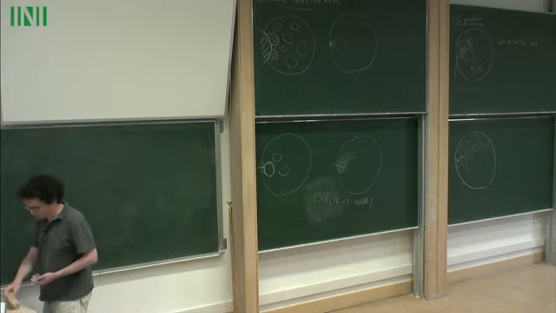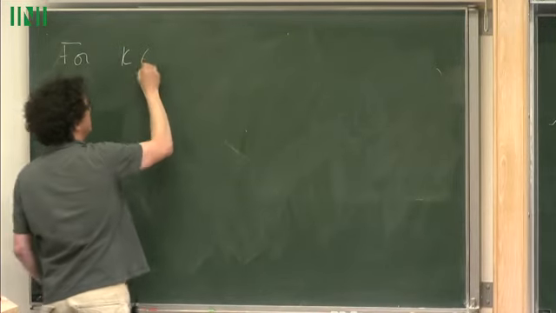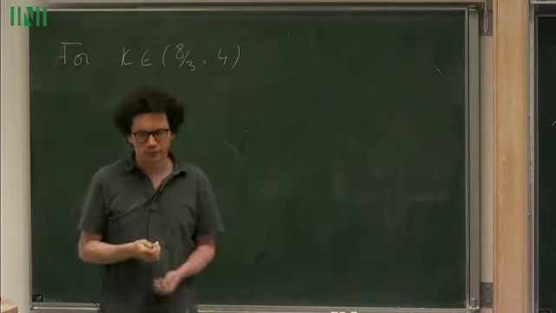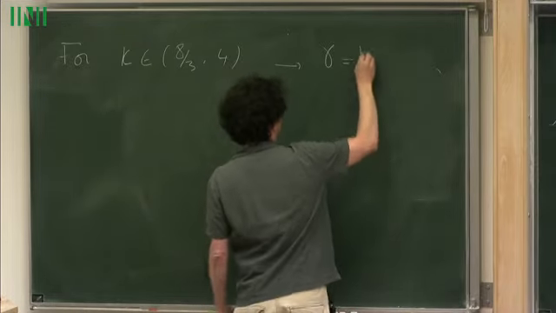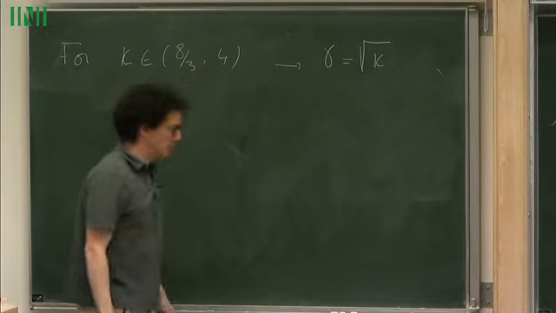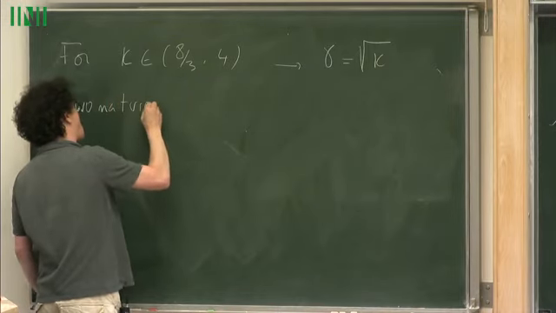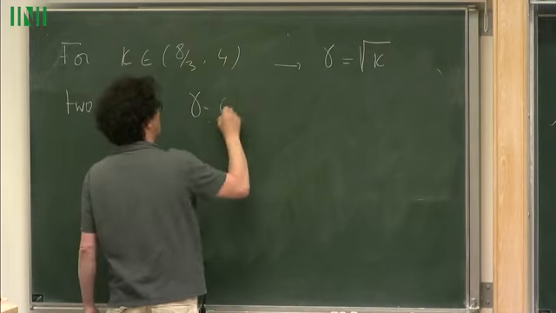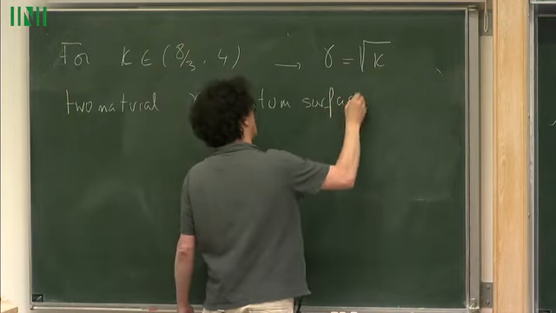So there are two types of quantum surfaces. For kappa between 8/3 and 4, we are always going to take gamma equal to the square root of kappa, and there are two natural gamma quantum surfaces that we'll need here.